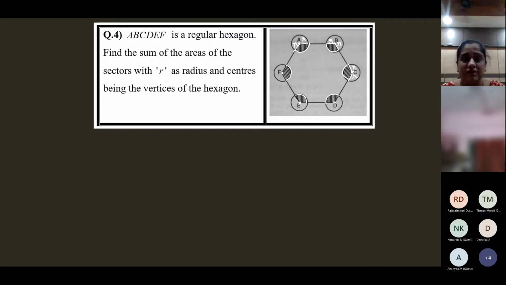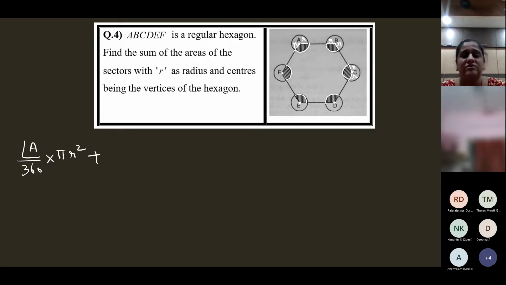Not find the area of one sector. Find the area of all the 6 sectors. Find the total area of all the 6 sectors. That is the question. So the area of the sector with center A is whatever is the central angle, angle A by 360 into pi r square. Here r is r only. If the value of r is given, you can take. But what is the radius here? R. So it's r itself.